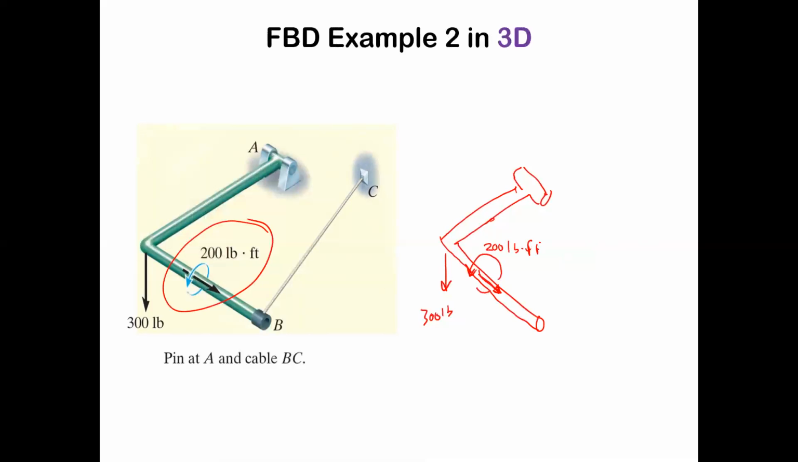So if you can imagine, you're gripping that part of the pipe with your hand, and you're trying to twist it without moving it. You're just trying to make it twist, like you're wringing it out or something. That's what that couple moment is doing.